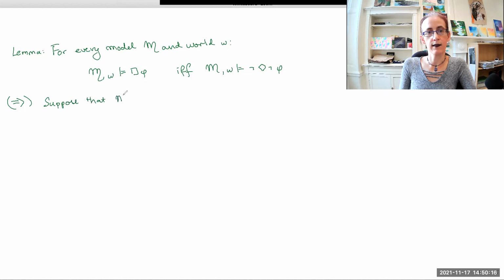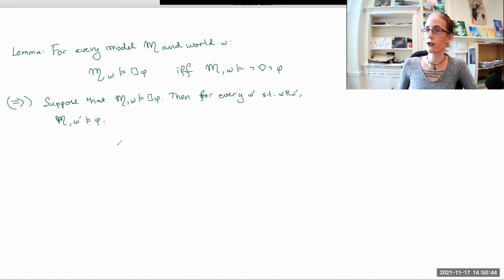Suppose that M, W is a model of necessarily phi. What does this mean? This is a statement about truth, so we look at the definition of truth, and it follows that for every W prime such that W can see W prime, in this model at W prime, phi is true. I've just written down the definition of truth for a necessity claim. Now, we want to show that at this same world, not possibly not phi is also true. The easiest way to do that is to assume that it's not true and derive a contradiction from that.